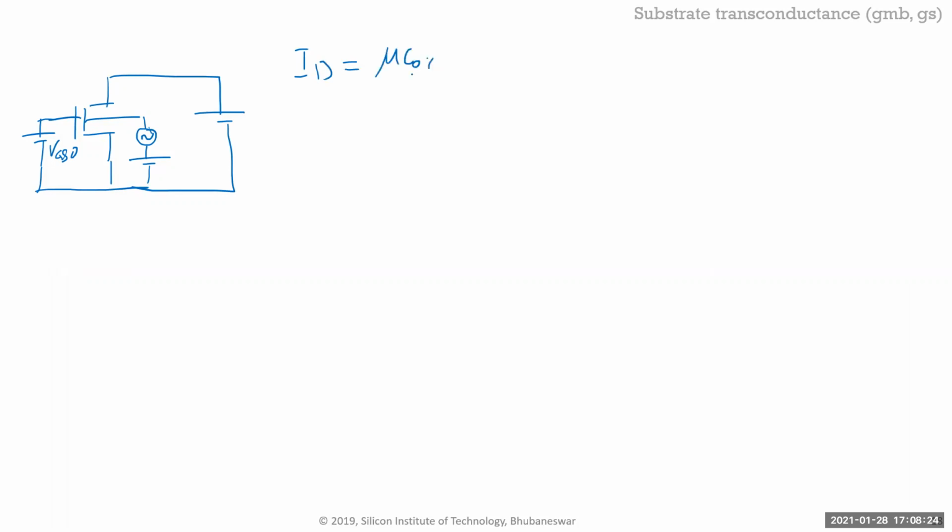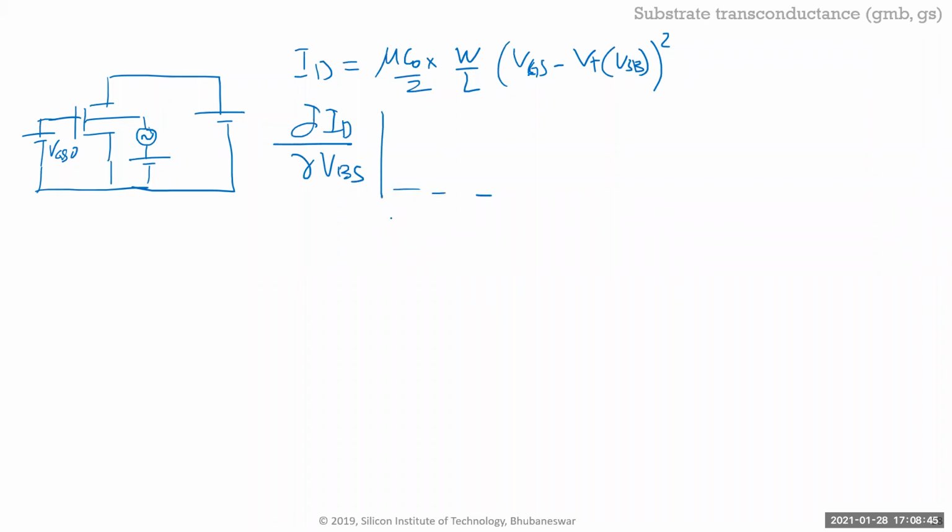So it'll be mu C ox over 2 W over L, (VGS minus VT as a function of VSB) whole square times 1 plus lambda, but for this one you can just neglect the 1 plus lambda. Then you do a partial of ID over dVBS with all others constant, okay? And I'll just write the expression.